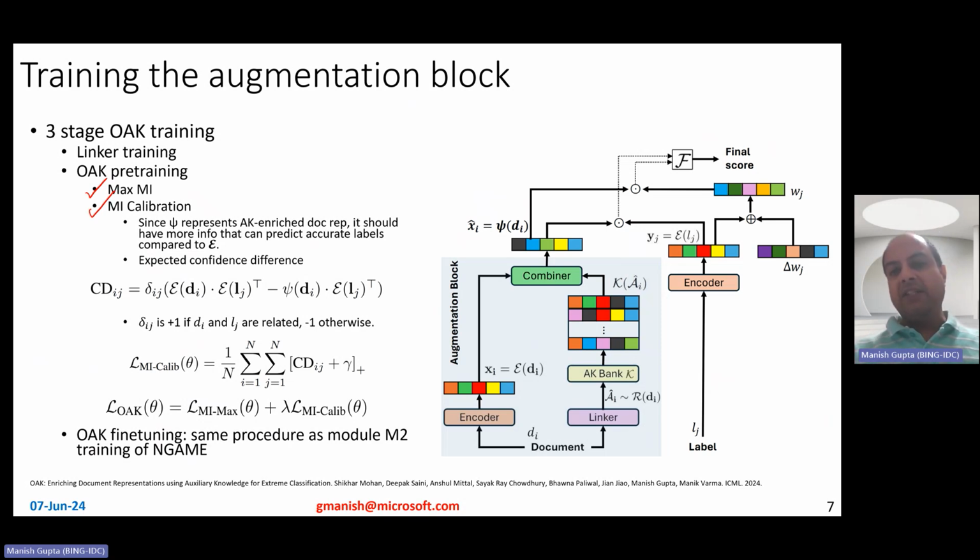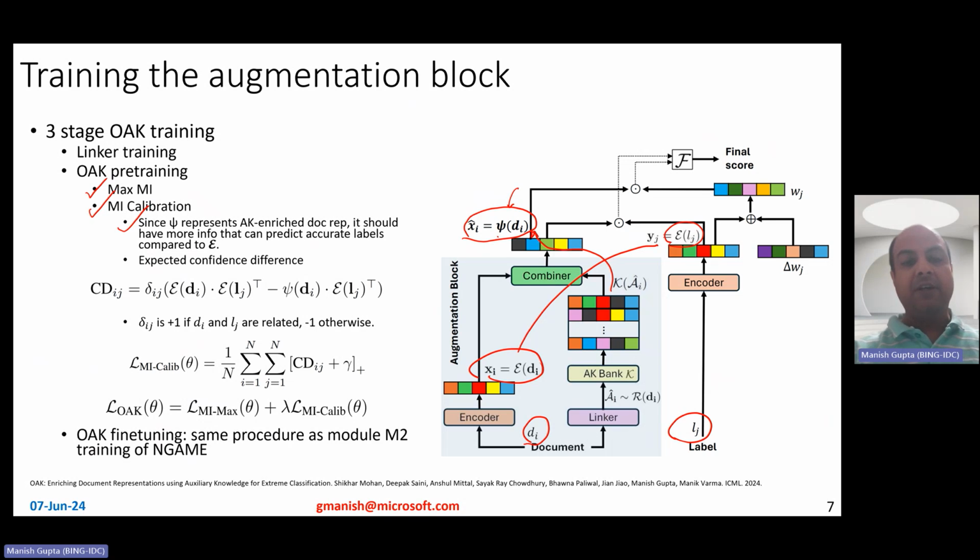Now, the idea is as follows. Since the representation is enhanced by information from auxiliary knowledge pieces, it should have more information that can predict accurate labels compared to this one. So what we want to ensure is that when DI and LJ are relevant to each other, the similarity between phi and LJ should be higher than the similarity between the encoded representation of the document and LJ.